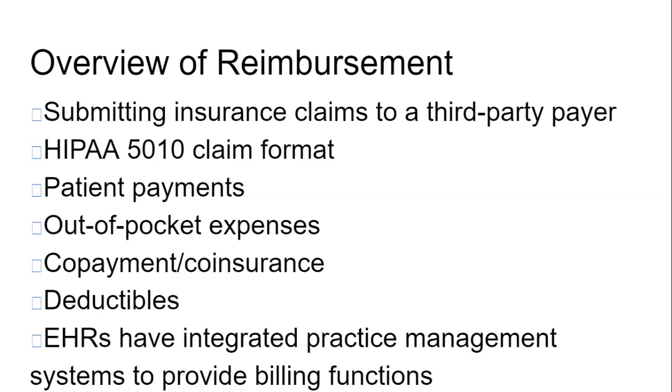Okay, so overview of reimbursement. You're going to be submitting insurance claims to a third-party payer. You're going to use the HIPAA 5010 claim format, patient payments, out-of-pocket expenses, co-payments, co-insurances, and deductibles. Remember, I gave you that list to make sure you know what those things mean.